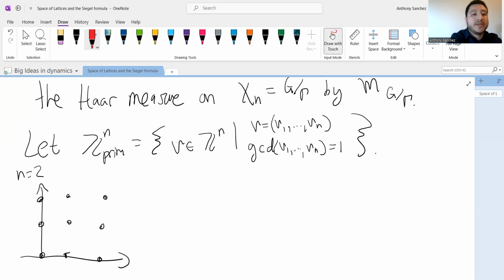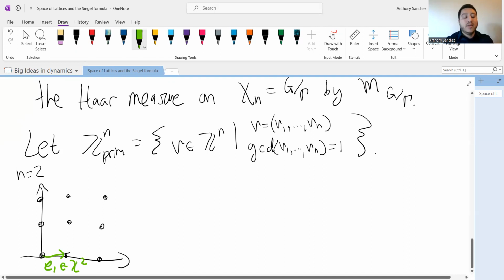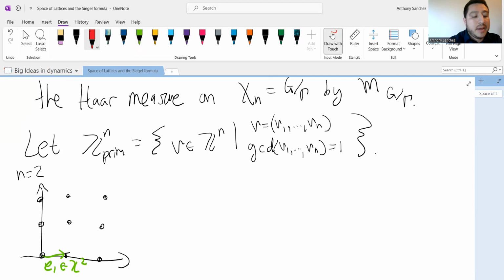Then if I grab this vector here, E1, the GCD between 0 and 1 is going to be 1. But if I was to grab another vector, let's say this one right here, (2, 2), the GCD of this is not going to be 1, it's going to be 2.